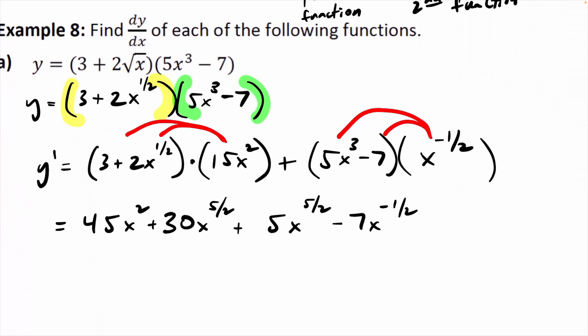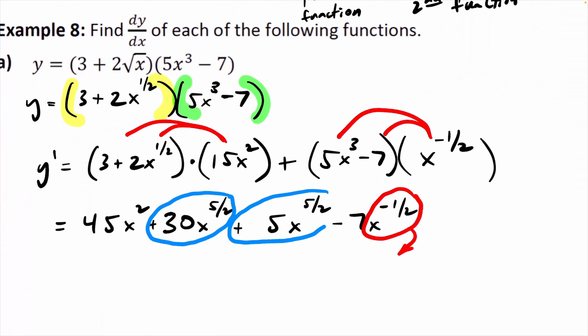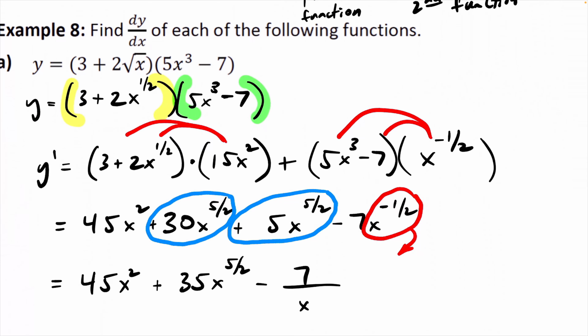Last thing, this needs to move. Can we combine? We can combine like terms, good. And that needs to go to the bottom. I'm gonna need visuals. I can't do word problems with fractions. Okay, so we get 45x squared. Combine these two, we get 35x to the 5/2. And then the last one, the x just has to move to the bottom.